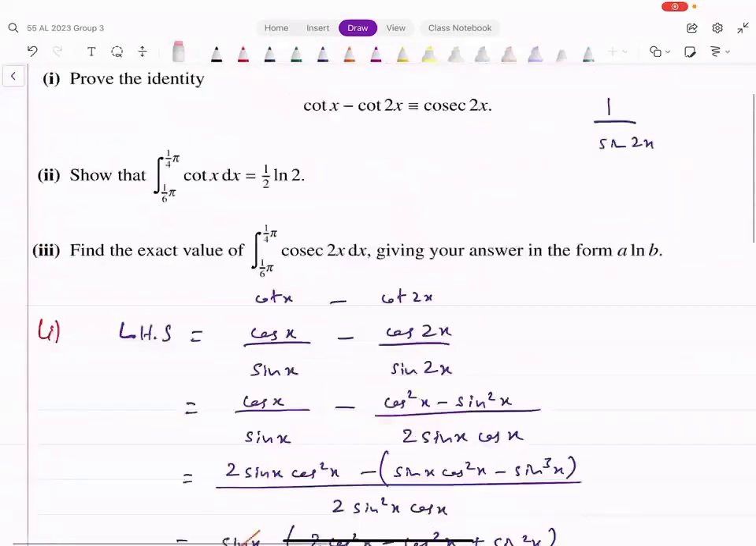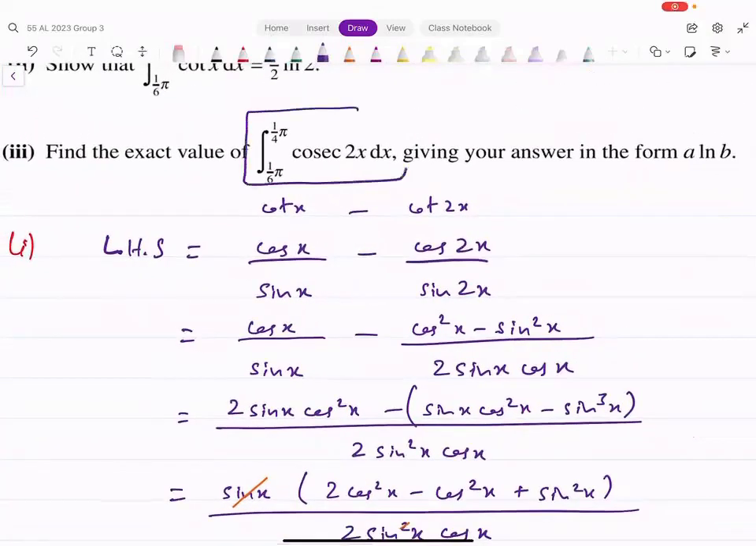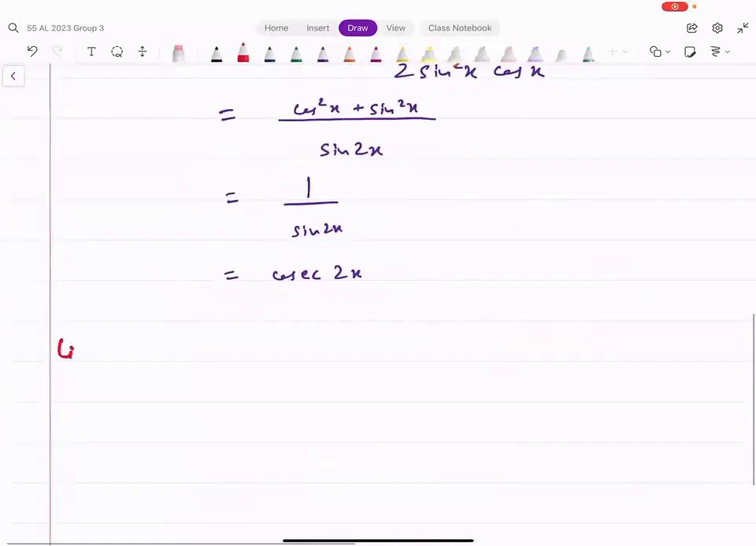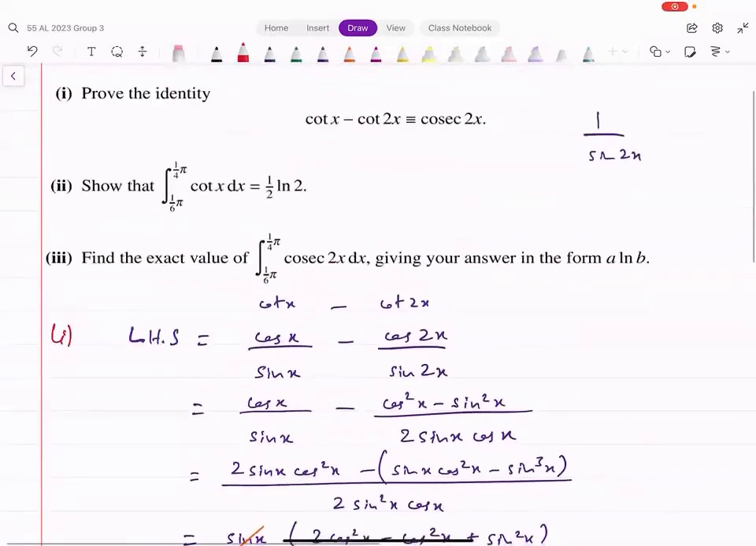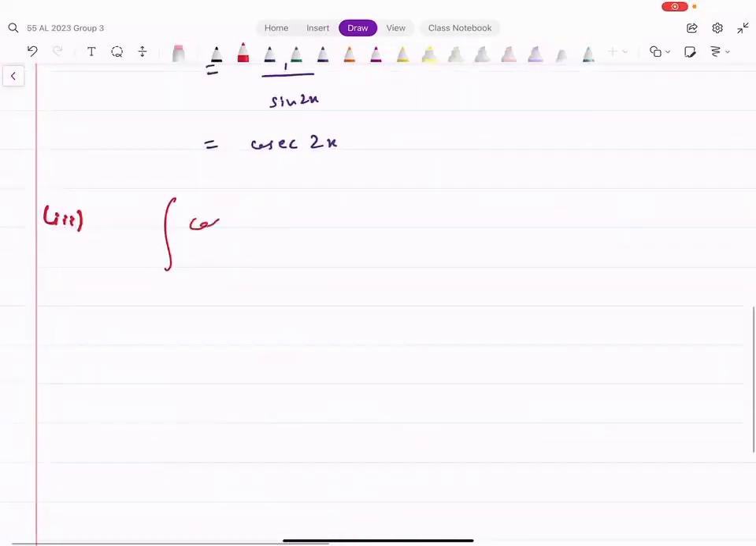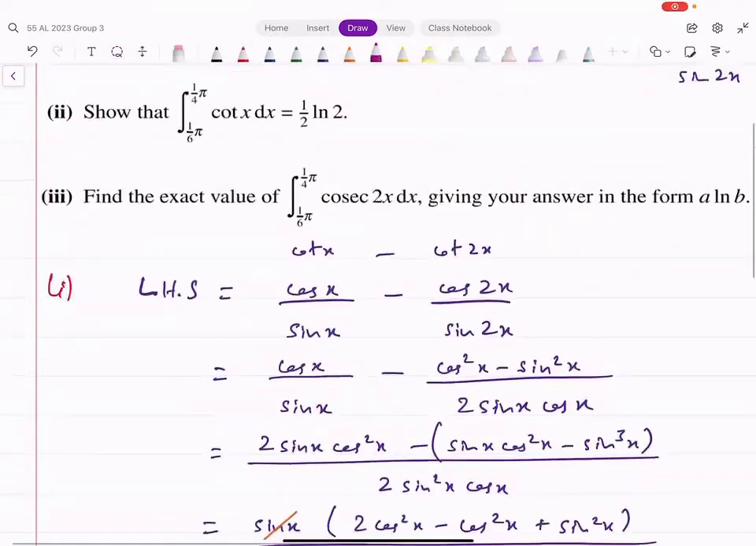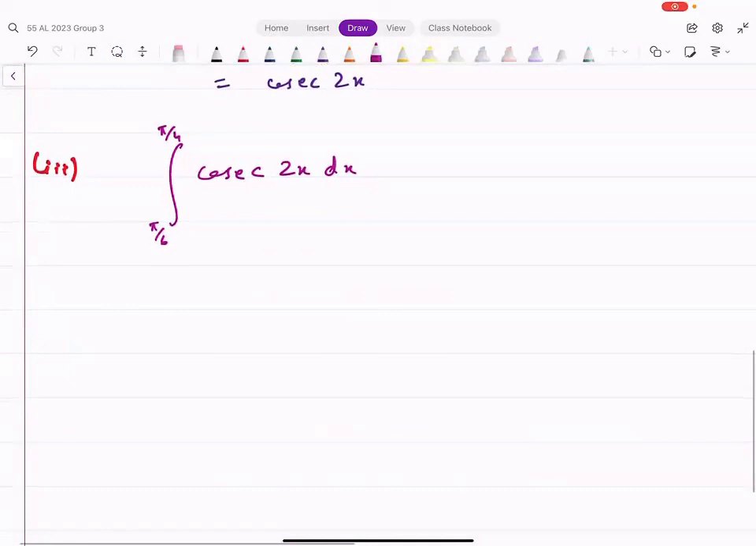अच्छा, अब इसका थर्ड पार्ट देख लें. पहले उसने कहा है फाइंड द एग्जैक्ट वैल्यू ऑफ दिस इंटीग्रल. I'm doing this part first. Integral of cosecant 2x dx, और इस पर लिमिट्स लगाई हुई हैं, pi over 6 to pi over 4. ये आपकी लिमिट्स हैं. ये आपको इंटीग्रेट करना है.